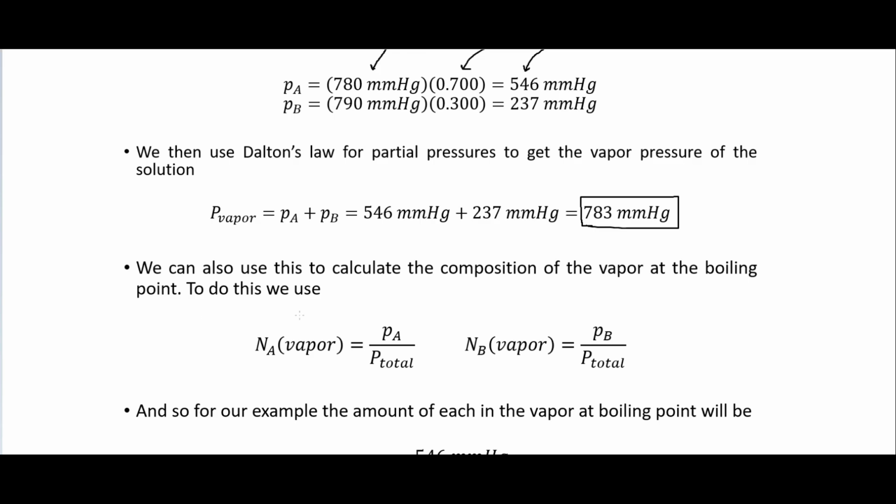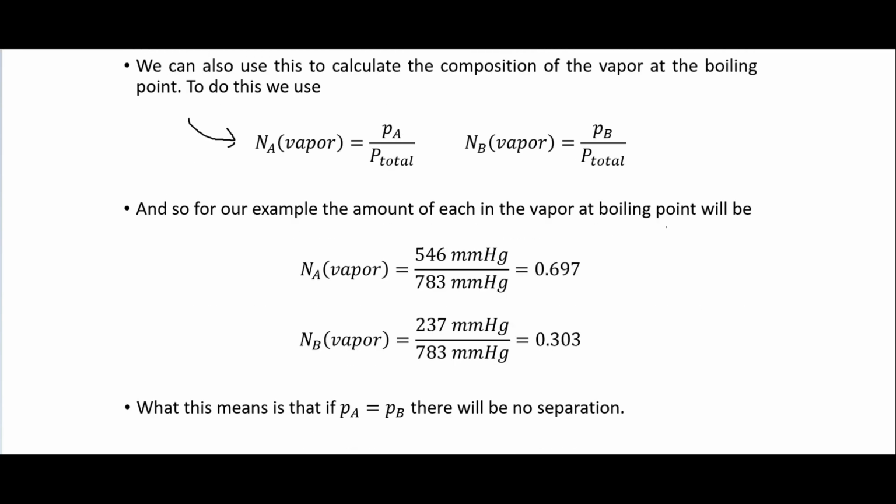We can also use this to calculate the composition of the vapor at the boiling point. And so to do this, we just take the vapor pressure and divide it by the total vapor pressure here. And so for our example here, we just end up with these two right here. So those are pretty much just the 0.7 and 0.3 that we started off with.